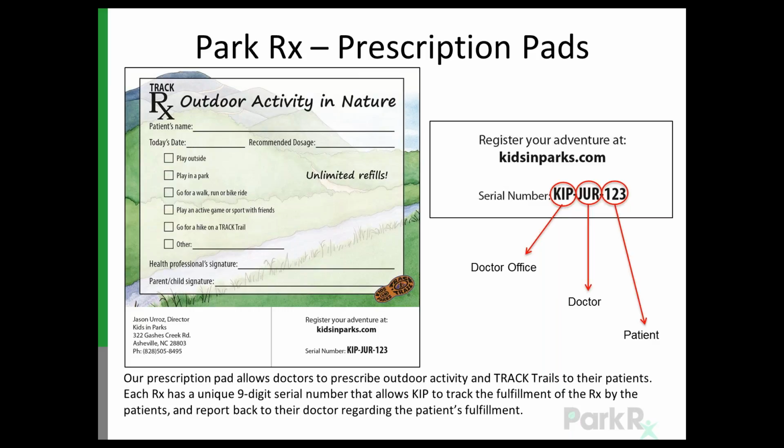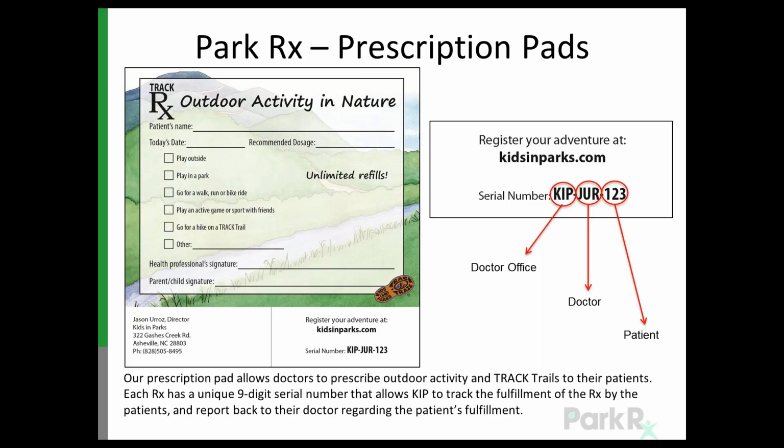And when the kids go online to register or to fill their prescription through our website, they're prompted to enter their serial number. That allows us to track which doctor office the patient came from, which doctor at that doctor office wrote the prescription, and then it allows our website through this serial number to automate an email that automatically goes to either the doctor or to the administrator at that office or to both of them so that they can receive an email to know that patient X came and fulfilled their prescription through the Track Trails program.